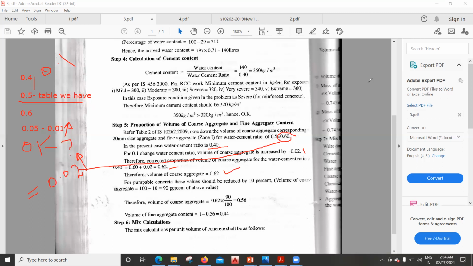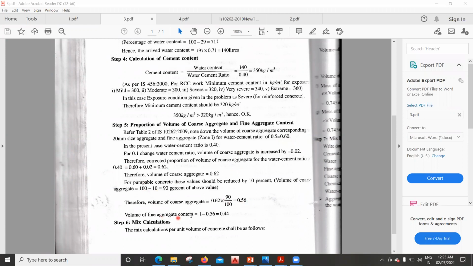Now again, there is one more catch you need to understand. This is going long, but still you need to understand it at any cost. So for pumpable concrete, this value should be reduced by 10%. Whatever value you get, now you have to reduce it by 10%. That is, 100 minus 10 is equal to 90% of the above value. So the volume of coarse aggregate will be 0.62 into 90 divided by 100, which comes out to be 0.56.